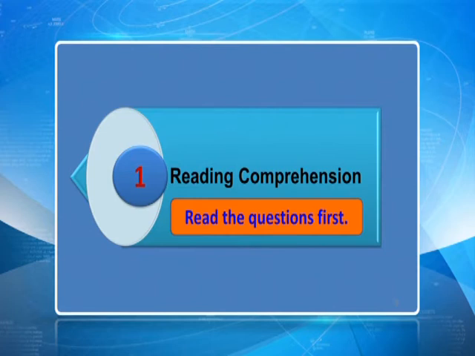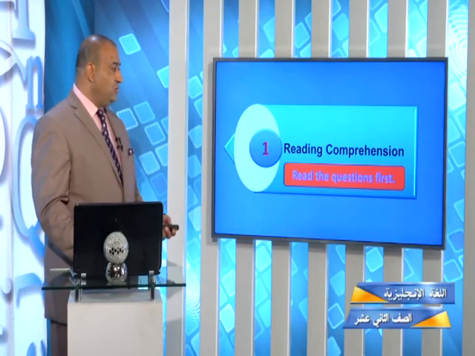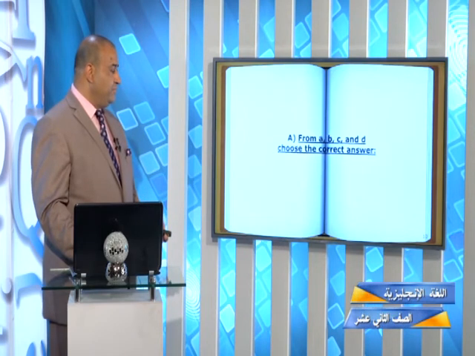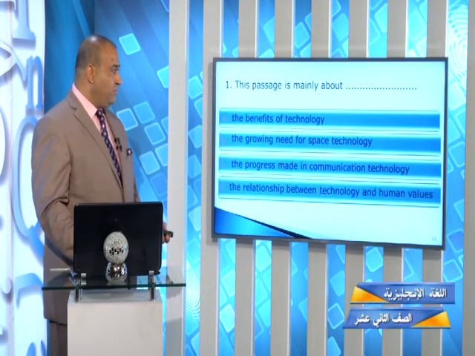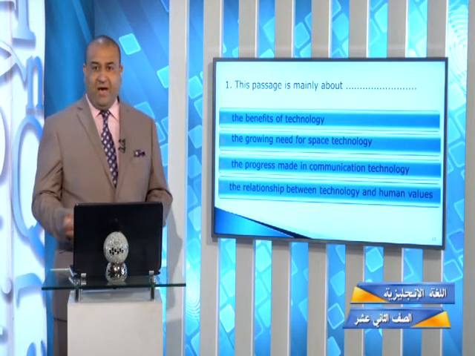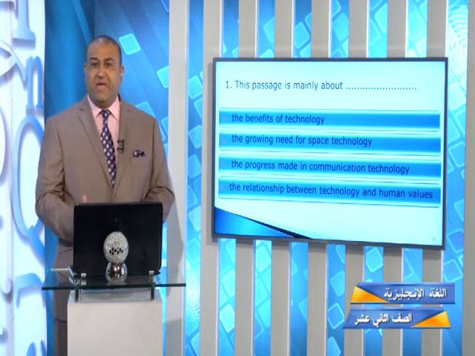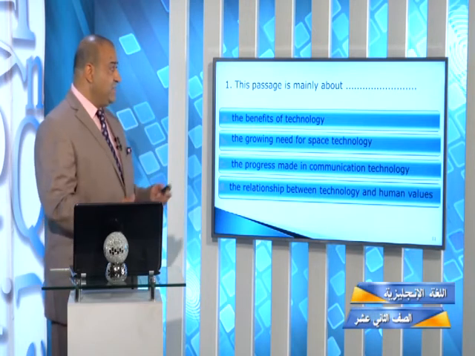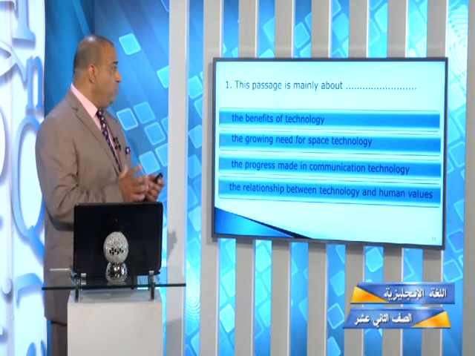Now, when you deal with reading comprehension, we always recommend that you start by reading the questions. So from A, B, C, and D, choose the correct answer. These are the questions of our passage. Number one, this passage is mainly about. So we are asking you about the main idea of the passage. Sometimes you are going to be asked about the main idea of a certain paragraph. Now in this case, you have a question about the whole passage.